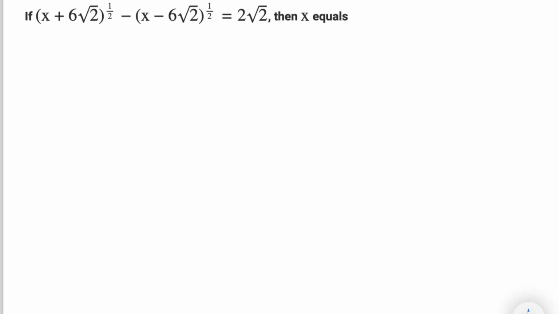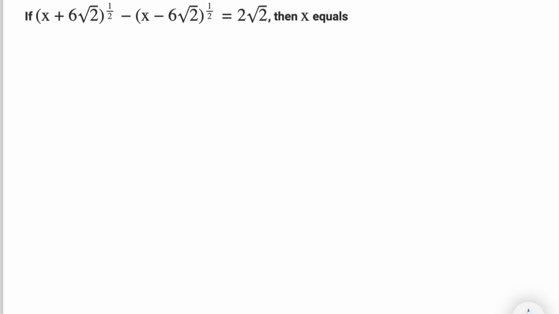So let's go on to our next question, guys. The 13th question is based on algebra. Very beautiful question. If (x + 6√2)^(1/2) − (x − 6√2)^(1/2) is basically 2√2, then x equals? Okay. Now there are two ways of approaching this problem.